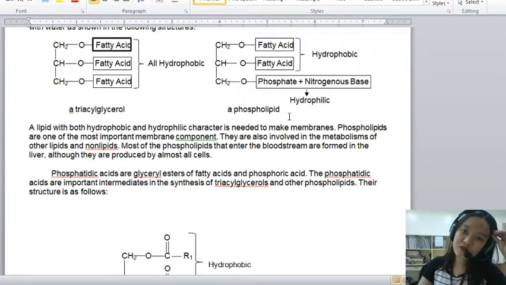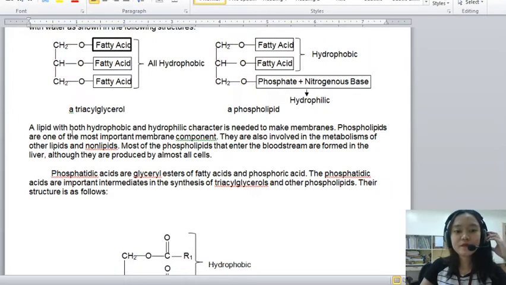Now, when you get to phospholipids, only two are hydrophobic because there are only two fatty acids. The last part of it contains the phosphate and the nitrogenous base. Now, these two give your phospholipid the hydrophilic characteristic, because your phosphate and nitrogenous base are highly reactive since they have negative and positive charges. Okay? So the lipid with both hydrophobic and hydrophilic character is needed to make membranes.